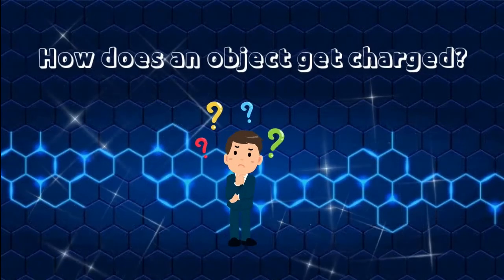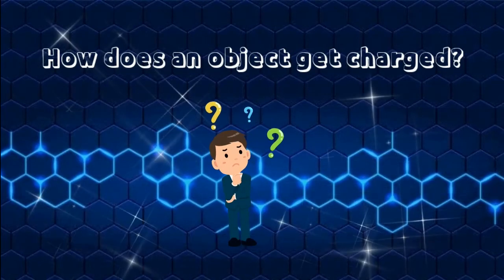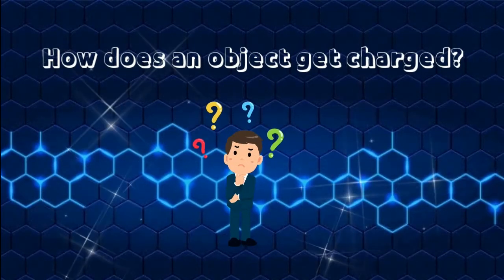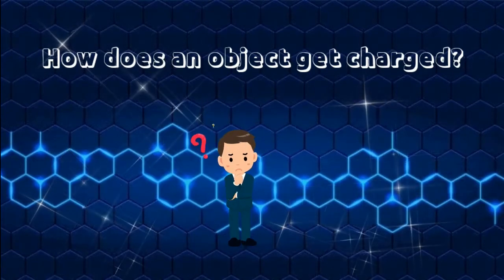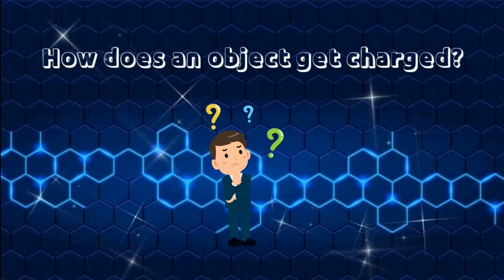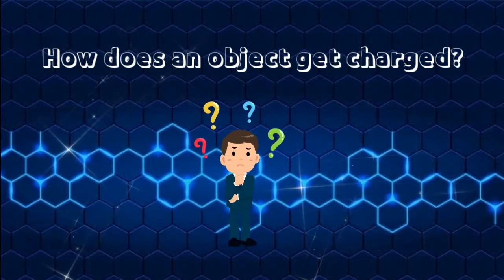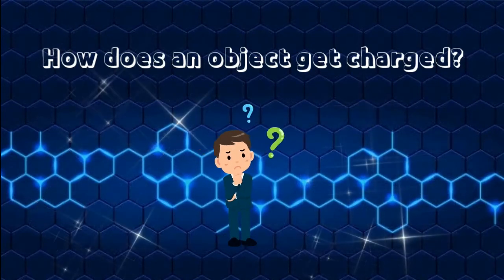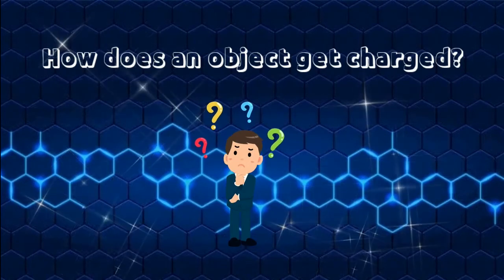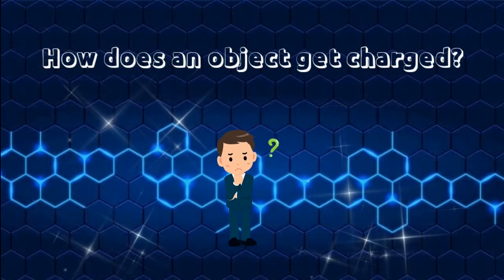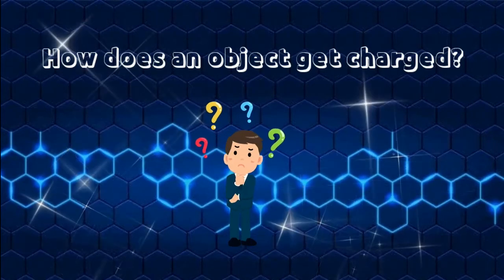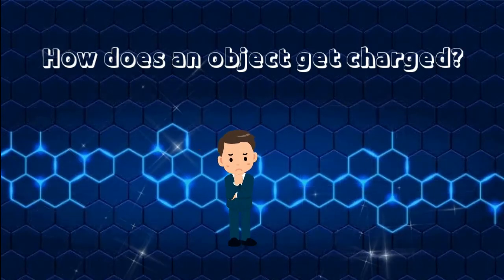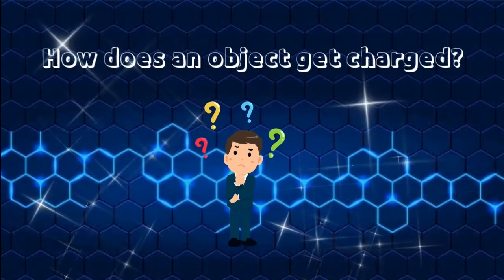Now, let's start our next topic by answering this question. How does an object get charged from neutral to charged object? A charged object is created when electrons are transferred to or removed from an object. Because electrons have a negative charge, when they are added to an object, it becomes negatively charged. When electrons are removed from an object, it becomes positively charged. With energy from any source, atoms donate or gain electrons, and that makes them charged.